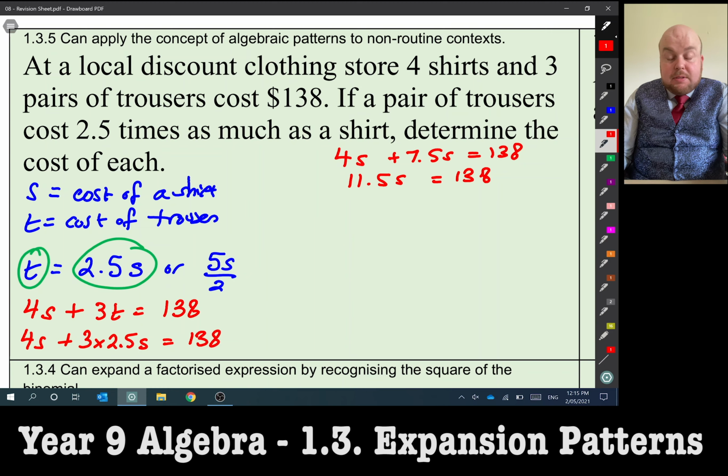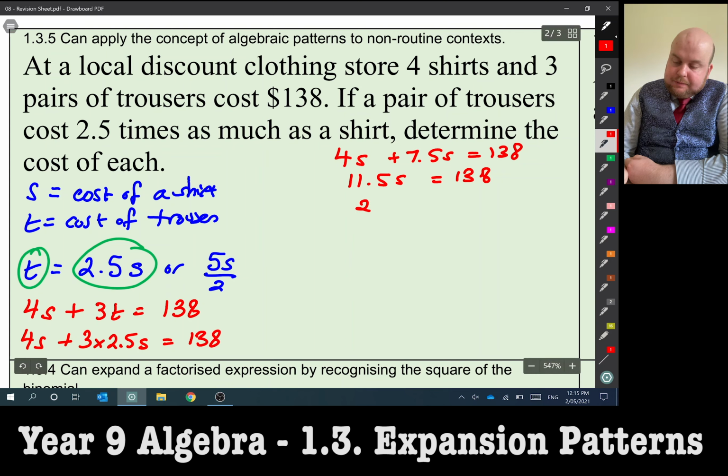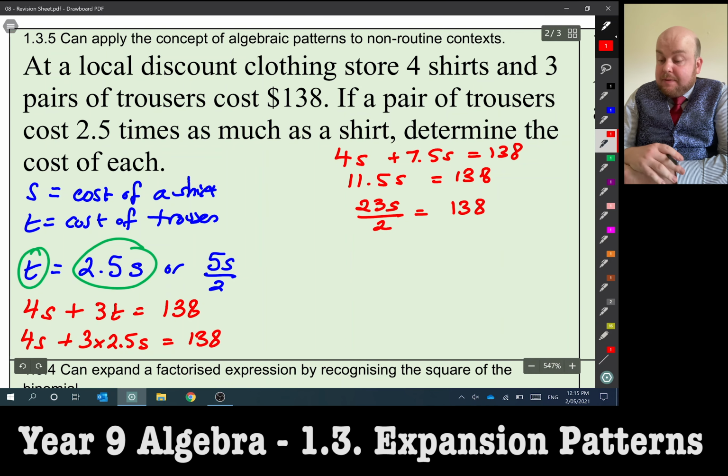So what I need to do is figure out how much one shirt would be. Now you can pop this on the calculator. However, you could also do this by turning that 11.5 into a fraction. So 11.5 is the same as 23 over 2, S.